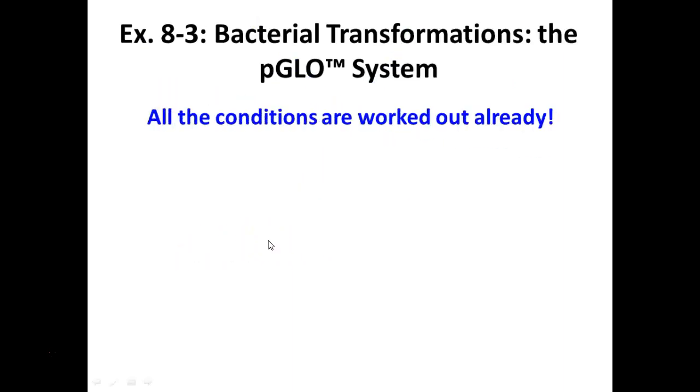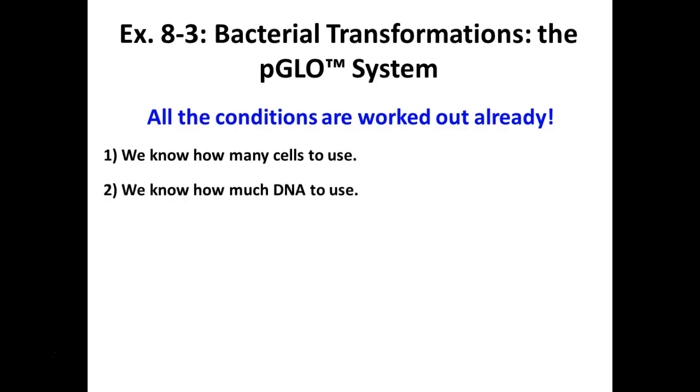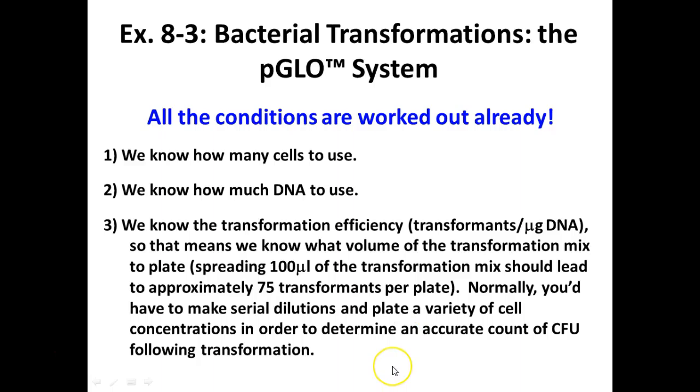So all the conditions have been worked out for today, right? It is a system, it is a kit. We don't have to work out any of the details. We know how many cells to use. We know how much DNA to use. We know the transformation efficiency of this system, how many transformed cells we should get per milligram of DNA that we're going to add to our samples. We're going to spread a set amount, 100 microliters, onto our plates. And we should get around 75 transformed cells per plate if everything goes well.